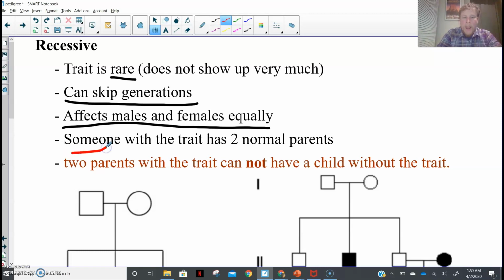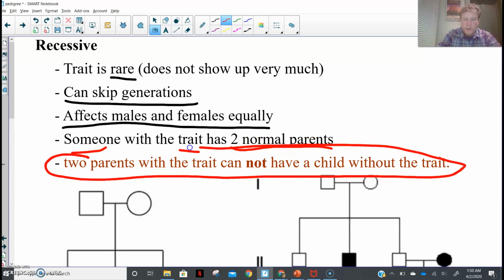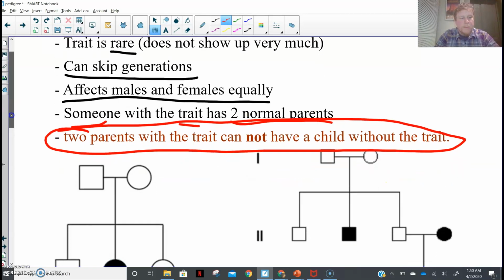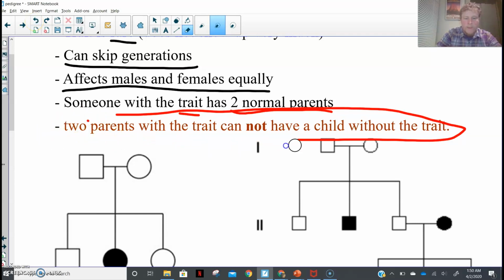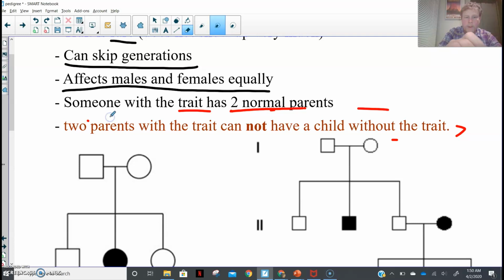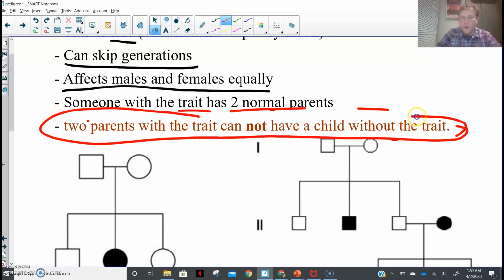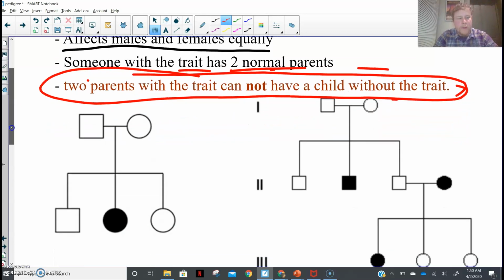If someone has the trait, but there are two parents without the trait, right here, then we know it's recessive. In fact, this right here is really important. I'm going to write it in red. Two parents without the trait have a person with the trait.